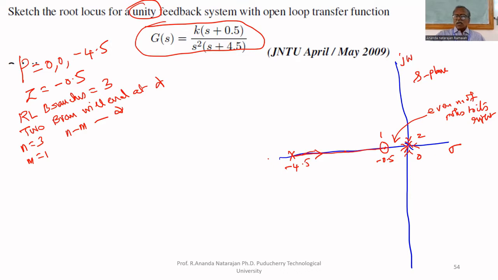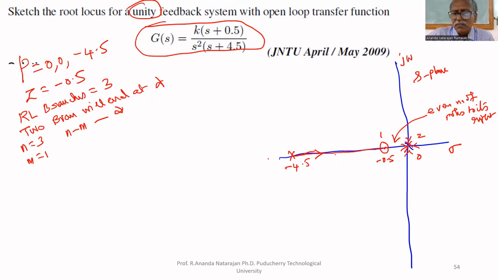So, at the origin, 2 root locus branches will come out. Why? Two poles are at the origin, therefore 2 root locus branches will come out. At what angle they come out, we have to see. Generally, we see angle of departure for complex poles only. But here, 2 poles are at the origin, that is why we have to see the angle of departure for the origin.